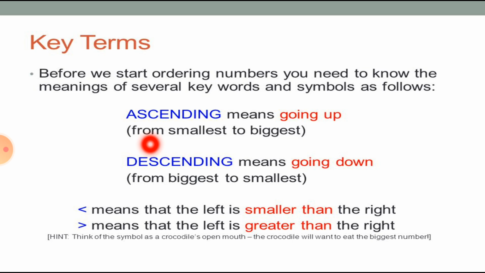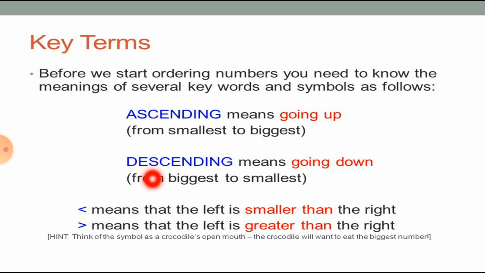Let's see first about the ascending. Ascending means going up. It means from smallest to biggest. If you are going to arrange the numbers in ascending order, you have to take the smallest number first and then move to the biggest number. Whenever you are arranging numbers in ascending order, start with the smallest number and then move to the biggest number.